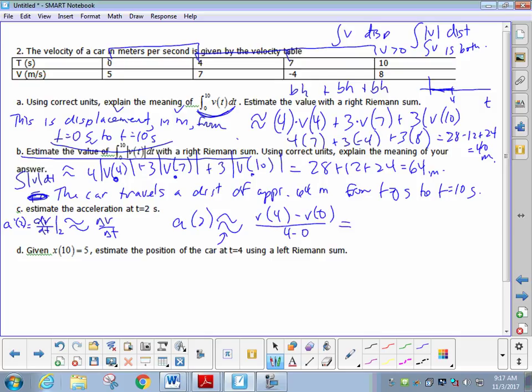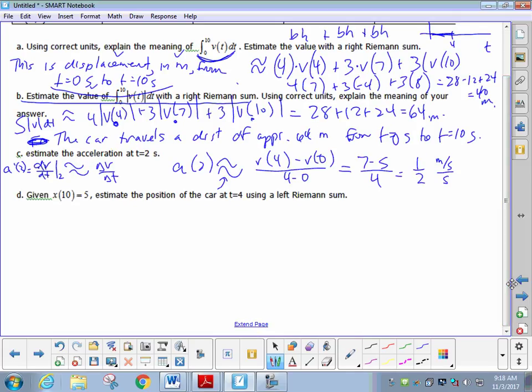Okay, so the velocity changed by 2 meters per second in 4 seconds. So the overall average rate of change, which approximates the instantaneous rate of change, is 1/2 of a meter per second squared. You follow?